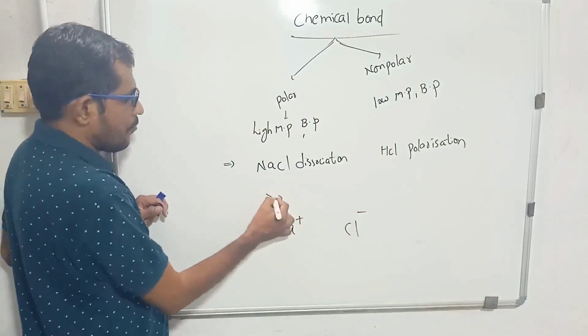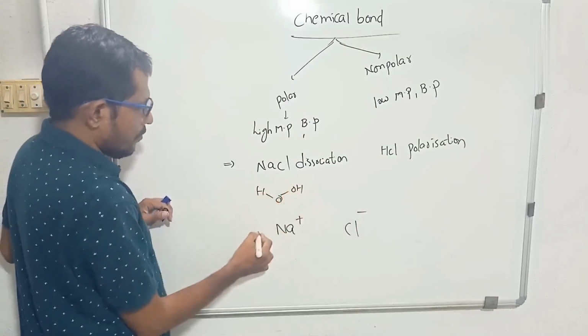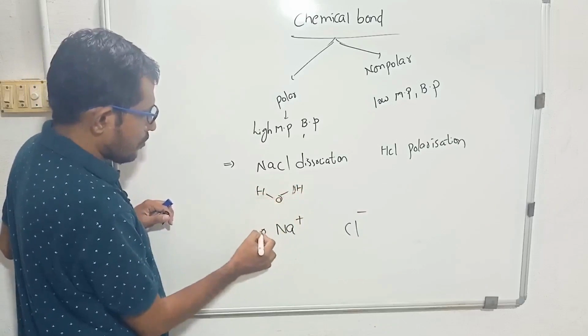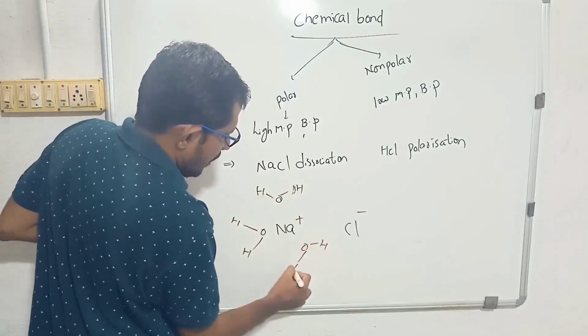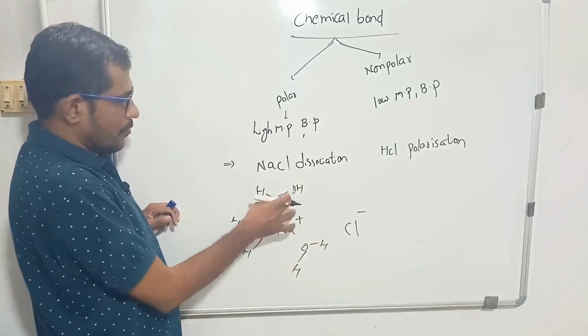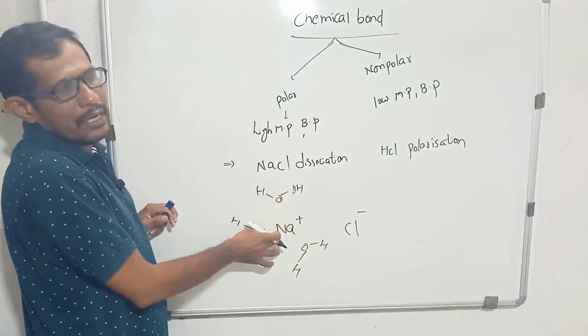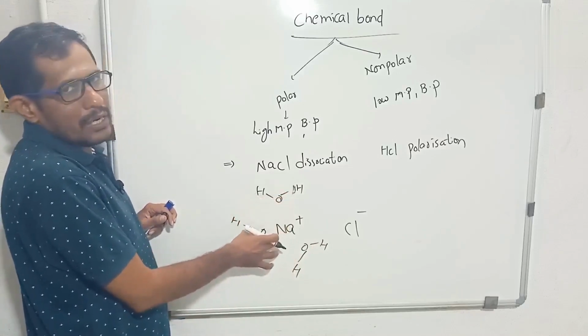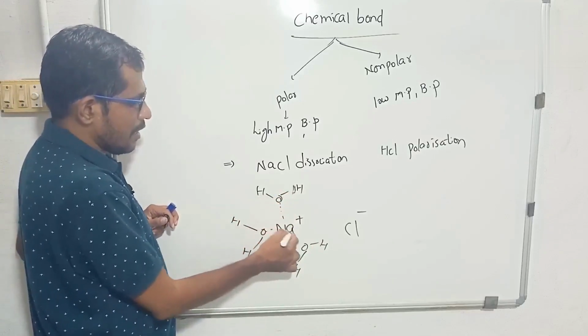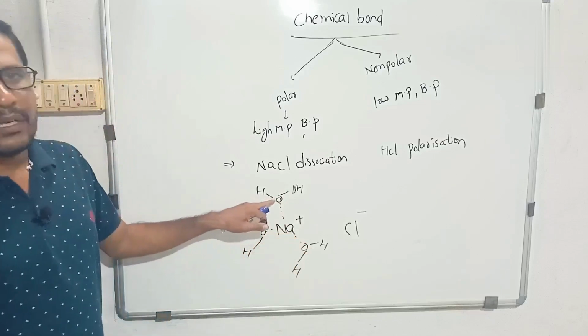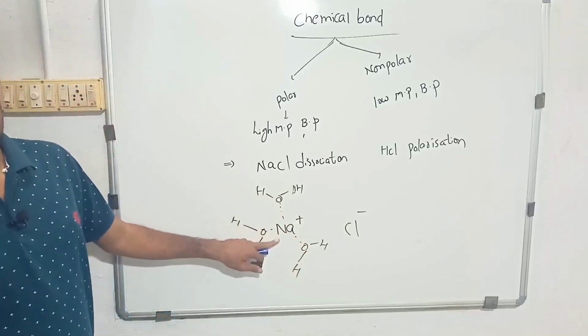Around the Na plus ion, there will be surrounding water molecules where oxygen faces the sodium cation. Why does oxygen face the sodium cation here? Oxygen has high electronegativity. That's why oxygen faces the sodium cation.